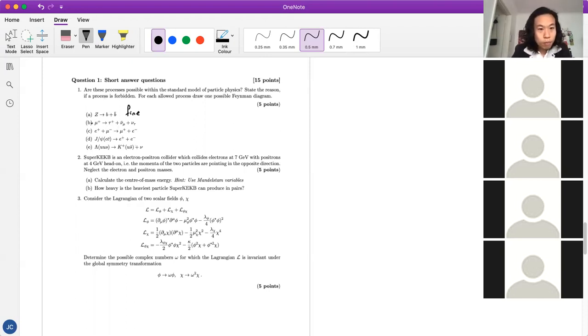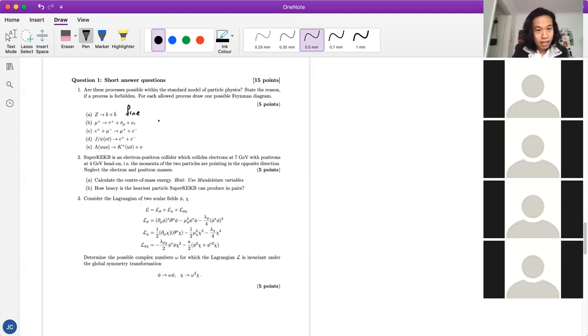For the second one, mu plus, so anti-muon, to an anti-tau plus an anti-mu neutrino plus a tau neutrino. So this looks to be fine. On the right-hand side, the anti-tau and the tau neutrino, their lepton numbers cancel out. So your lepton number is conserved in this case.